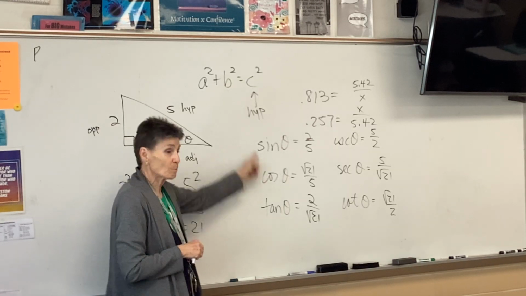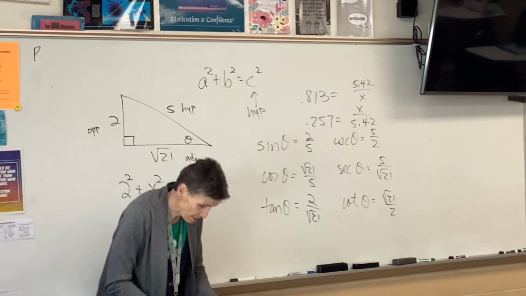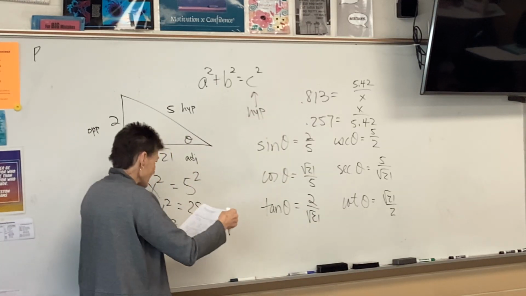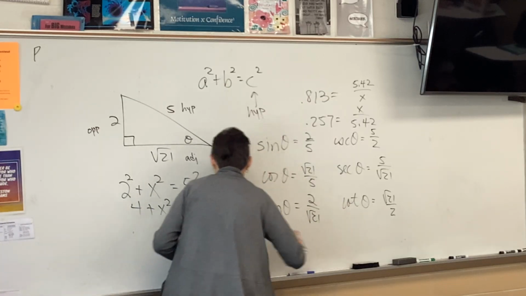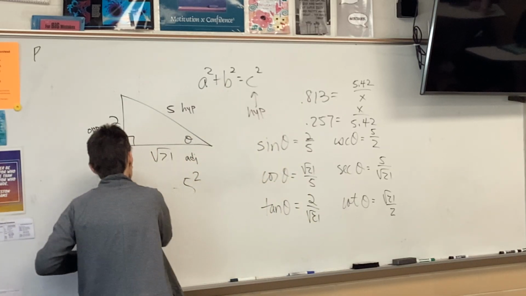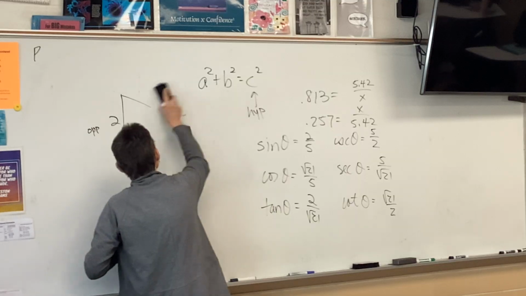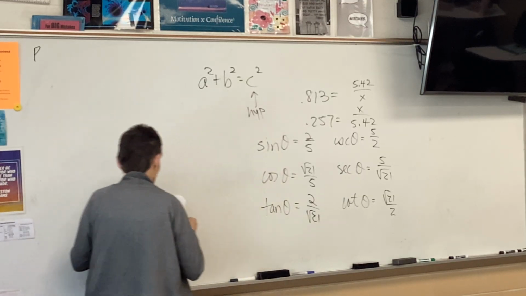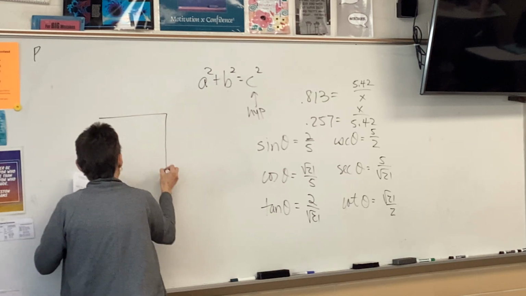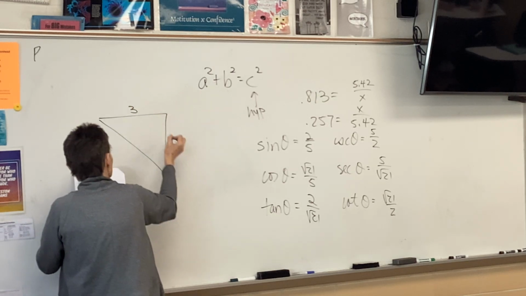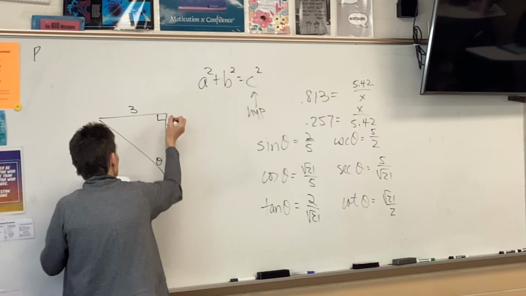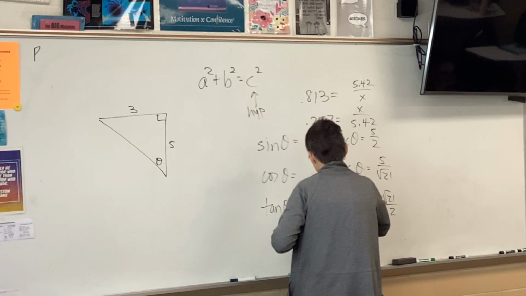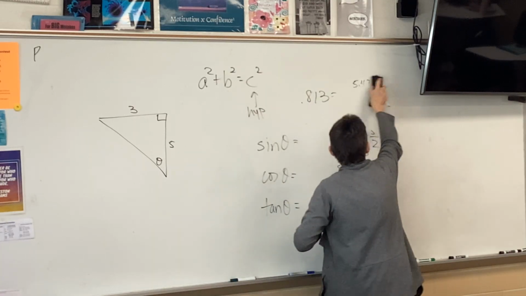All right, first problem, everybody good? All right, let's try the second one. I think it's about the same. So go ahead and try B. Just like A, you're going to have to find the missing side using the Pythagorean theorem. And then you're going to have to figure out what's opposite, adjacent, and hypotenuse. And then you can start filling them in.